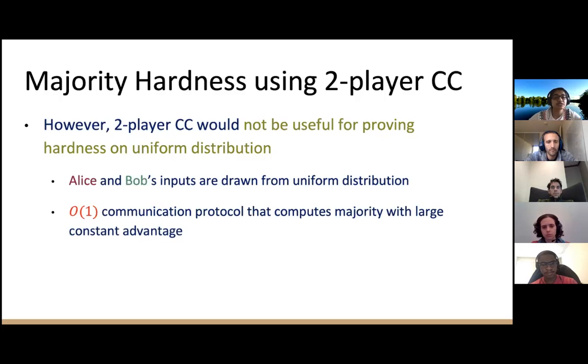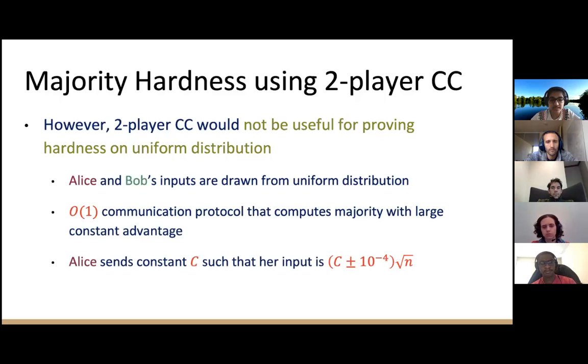Now, two-player communication complexity would not be useful for proving hardness on the uniform distribution because there is a constant communication protocol that computes majority with large constant advantage. The protocol is as follows. With high probability, the sum of Alice's input would be a constant times square root n, and Alice just sends an approximation of this constant to Bob.